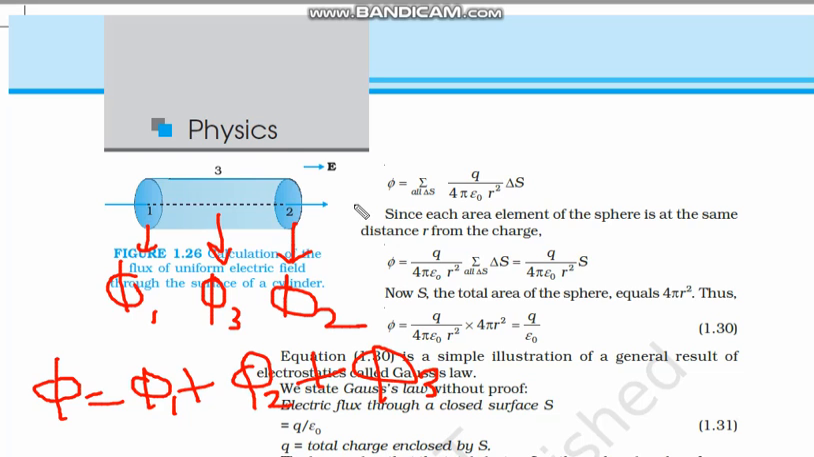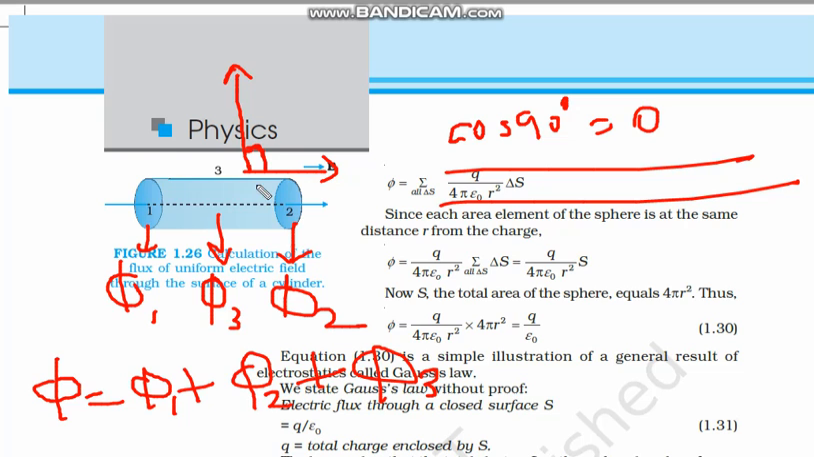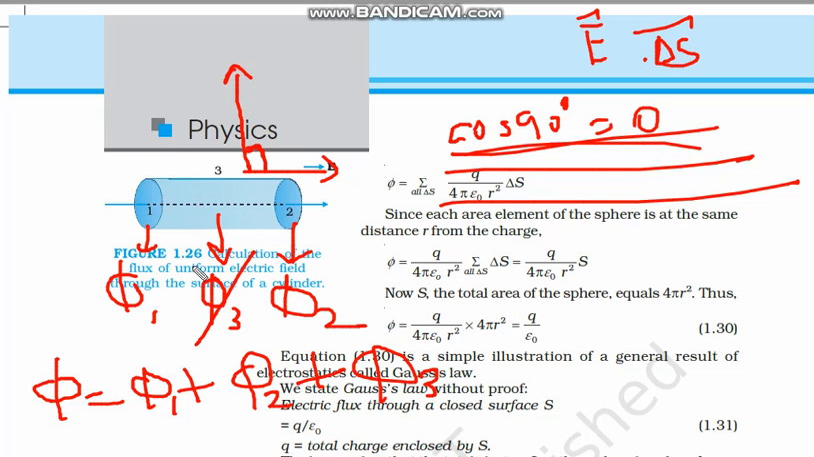Okay, now the direction of the electric field is this, and what is the direction of this surface? The direction of this surface is outwards. So if you draw a normal, E and the surface normal are always perpendicular. That means cos 90, which is zero. So flux is E dot delta S, where E is in this direction and the normal to the surface is in this direction. So you get cos 90, and cos 90 means the flux through this surface will be zero. So phi 3 cancels out. Phi 3 is zero. Now we are remaining with phi 1 and phi 2.